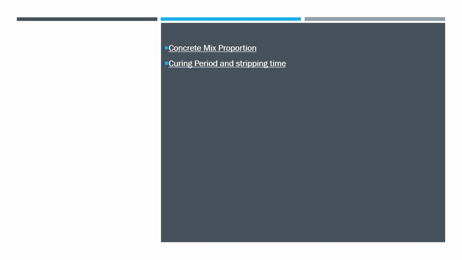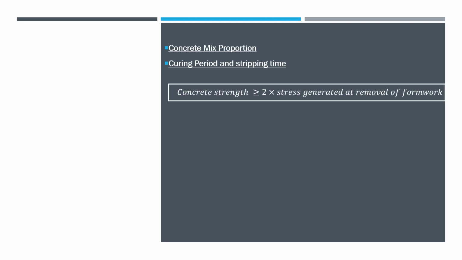Now let's move to the last topic in concrete as a material, which is curing period and stripping time. The concrete after casting shall be cured under moist condition for a minimum period of 7 days, and it shall be kept in forms till the concrete attains a strength of at least twice the stress to which the concrete would be subjected at the time of formwork removal.